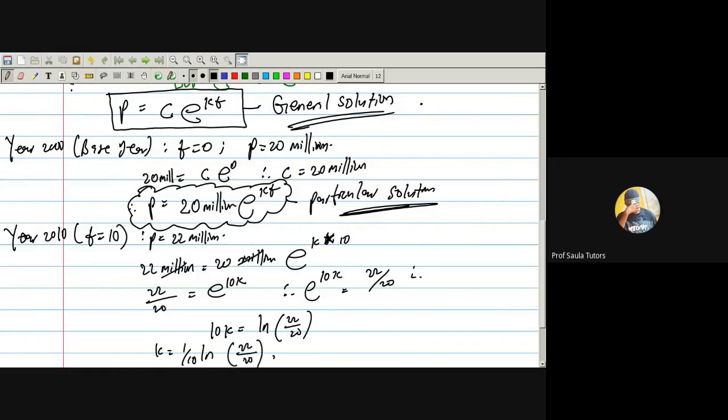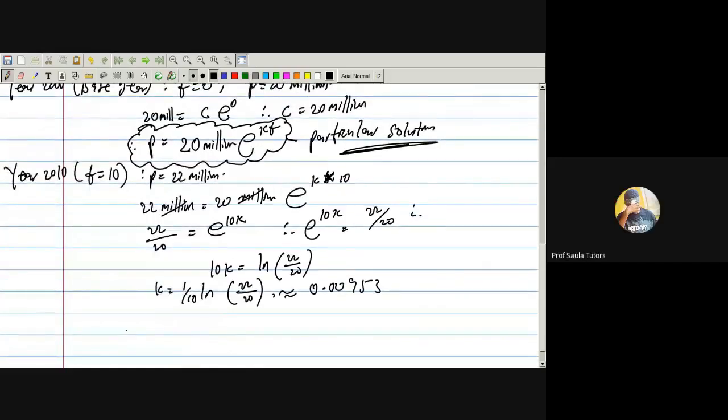Do you have a calculator with you there? Just tell me, what do you get for ln 22 over 20? 9.53 times 10 raised to power minus 3. Exactly. So I can say 0.0953 divided by 10, that's 0.00953. That's my K. So I can write my solution also as P equal 20 million exponential 0.00953t.